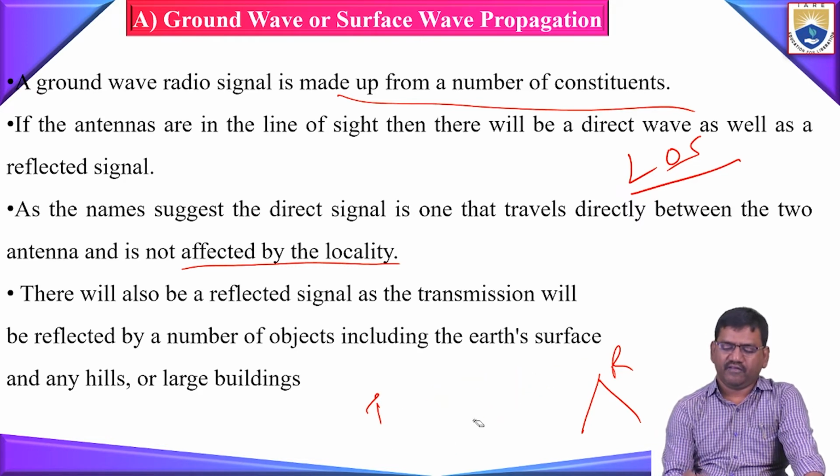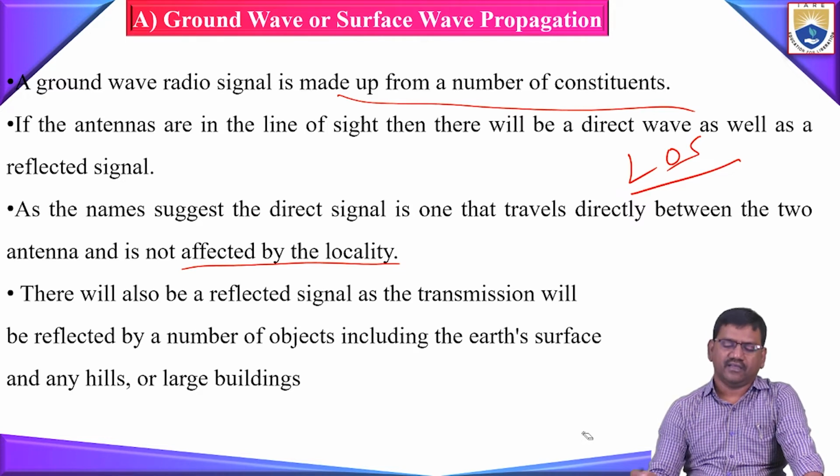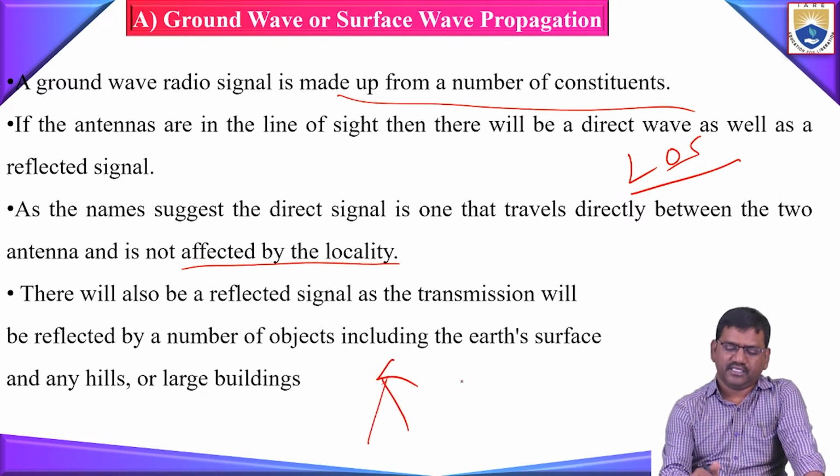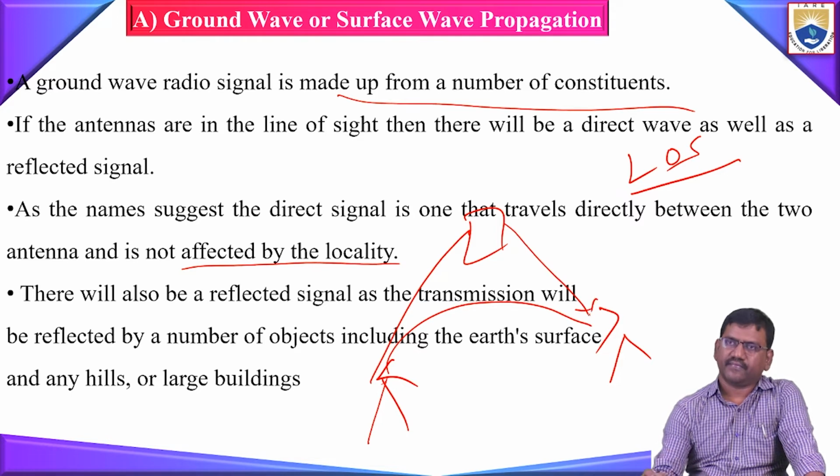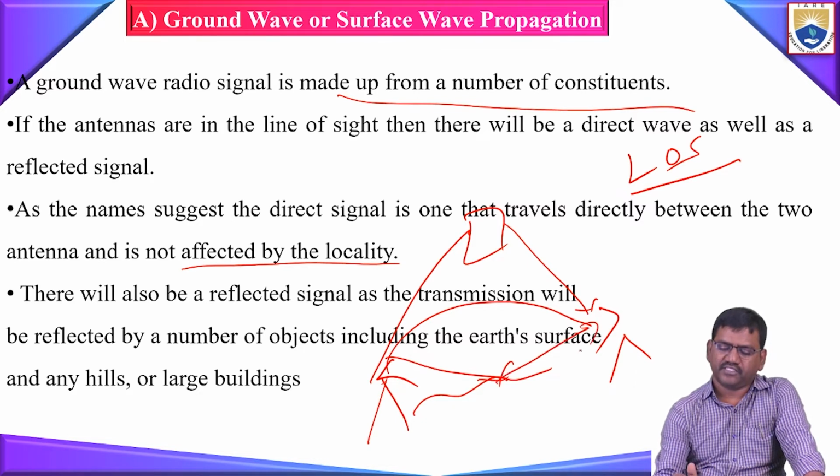Whenever a wave is propagating between the transmitting antenna and the receiving antenna, there is a possibility that some waves will reach the destination directly, some waves will strike the surface of a building and reach the destination, and some of the radio waves are going to touch the surface of the earth and reflect back to the receiving antenna.